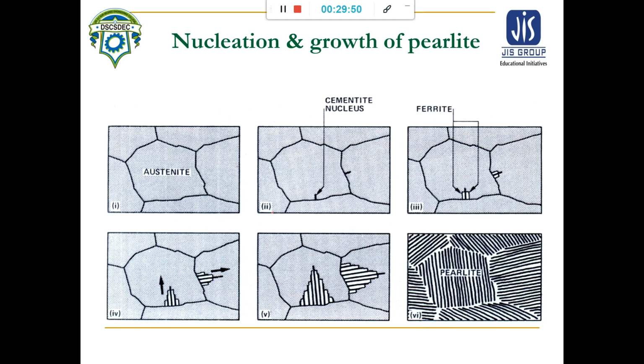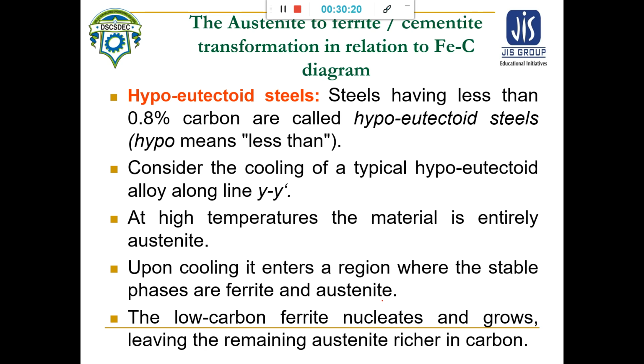And this is the nucleation. From the austenite in the eutectoid reaction, what will happen? From the austenite, first a cementite nucleus will form, and after the cementite there will be two ferrite, again another two cementite, and that would give this type of laminar structure. So this is our eutectoid reaction.